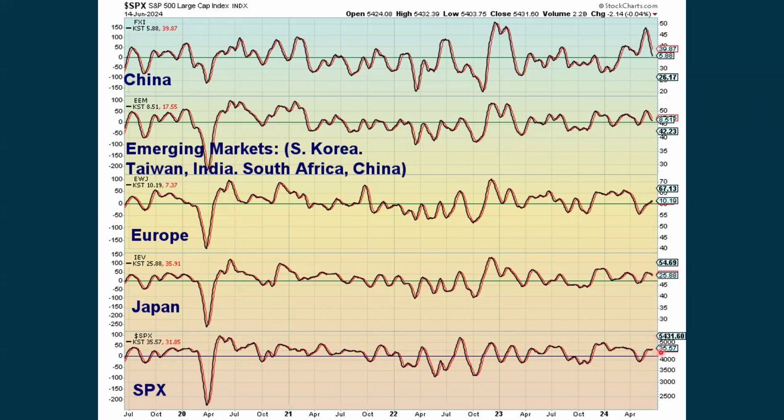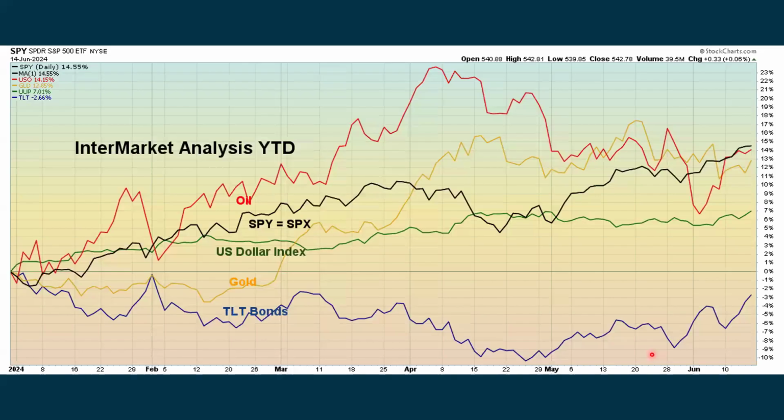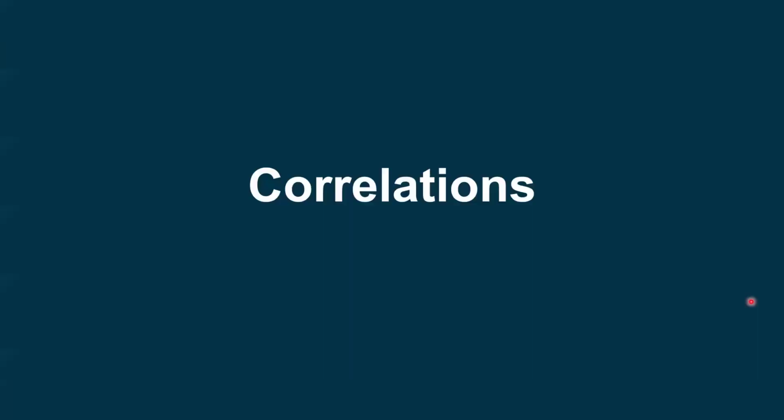We're starting to turn up, but we had been flat here when we look at US stocks as measured by the S&P. This is an intermarket analysis chart going back to the beginning of the year, showing that stocks are performing the best, followed by oil, then gold, then the dollar. Bonds are improving based on price, but they're still negative on the year.